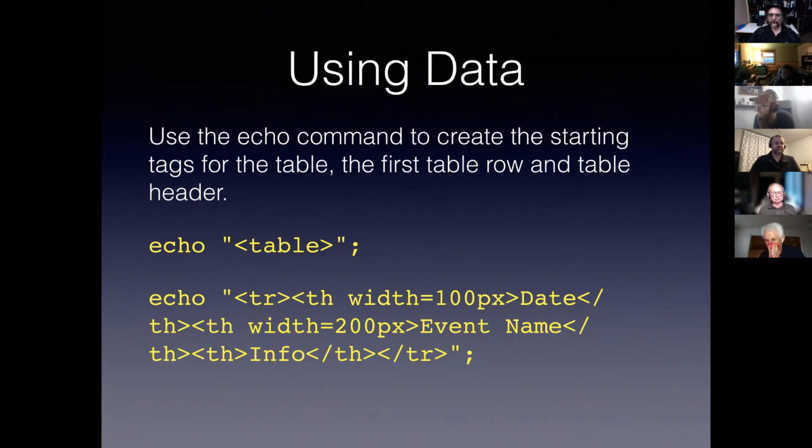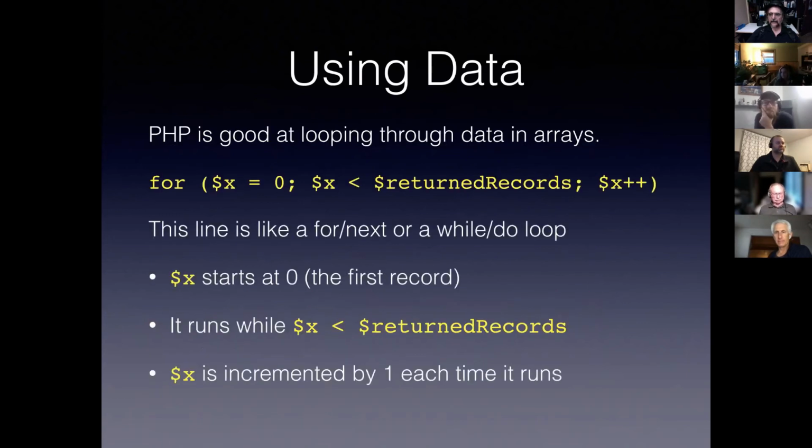So I'm echoing my first line, table. I'm echoing my table row, my table head with the width, the date, event name. That's just the preliminary setup, because everything after that is going to vary depending on what record I have. And this is where our for next loop comes in. And PHP is quite good at this.